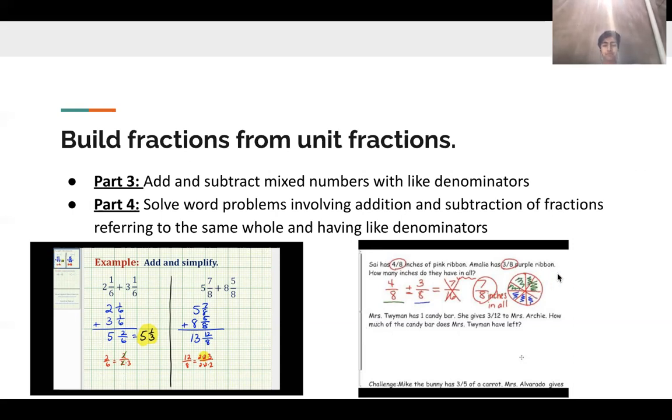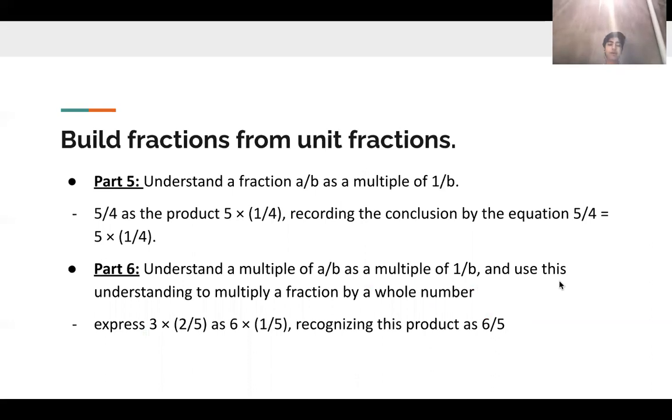Okay, so let's understand how to build fractions from unit fractions. Part 5 says understand a fraction a over b as a multiple of 1 over b. So 5 over 4 is the product of 5 times 1 over 4. If we're trying to understand 5/4, all you have to understand is that I'm getting the whole number 5 and multiplying it by the fraction 1 over 4. Okay, so that's the understanding of that.